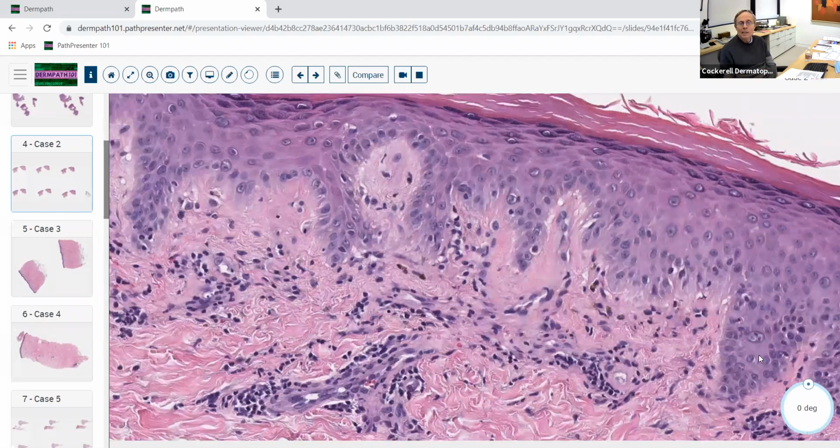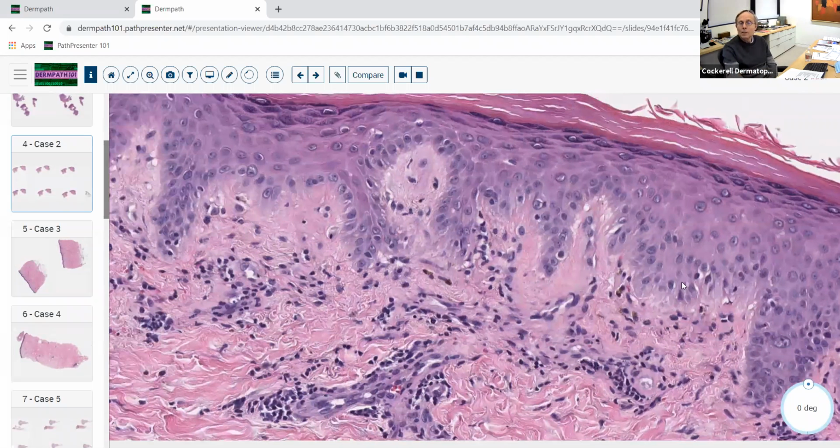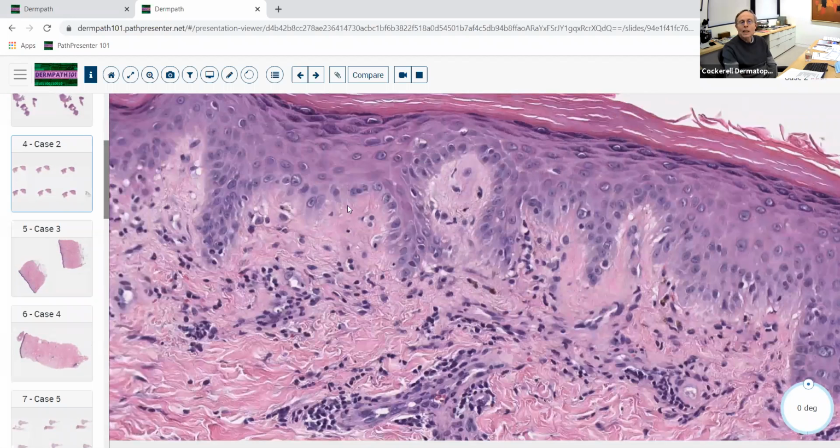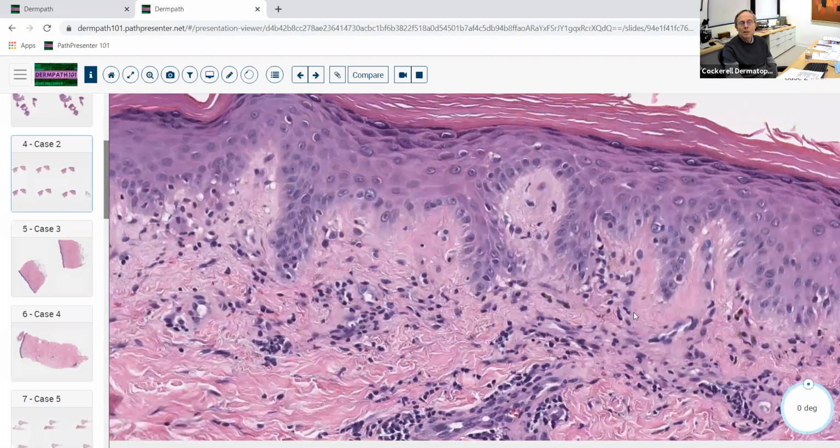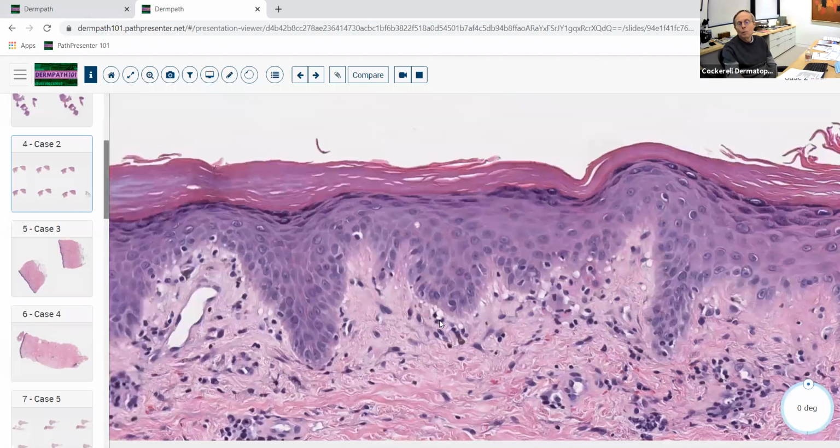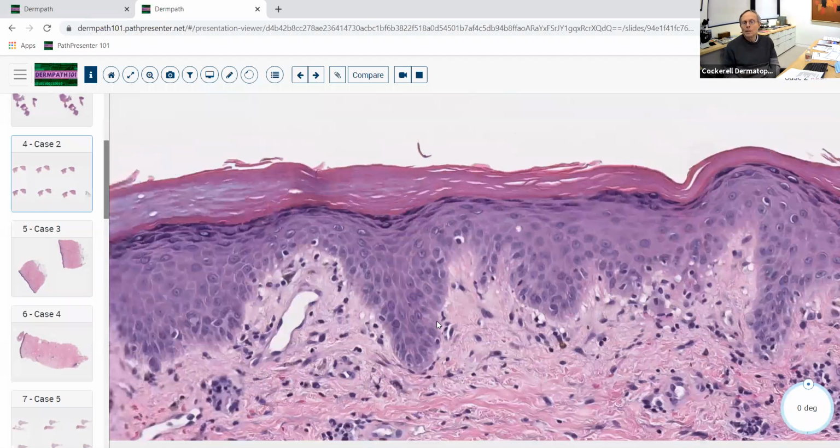But if you see something like this, you've got a little bit of smudging of the DE junction, a little bit of sparse infiltrative lymphocytes, some vacuolar alteration, maybe an occasional dyskeratotic keratinocyte. You really can't tell this from lupus.